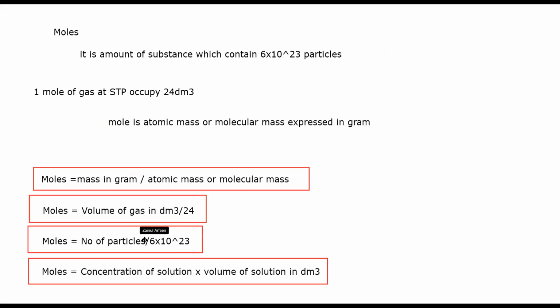The third formula, in which moles equal number of particle divided by Avogadro's number, you don't find very common questions related to this formula, but I'll give an example. Like if a question is find moles present in 3 into 10's power 23 molecules of hydrogen.